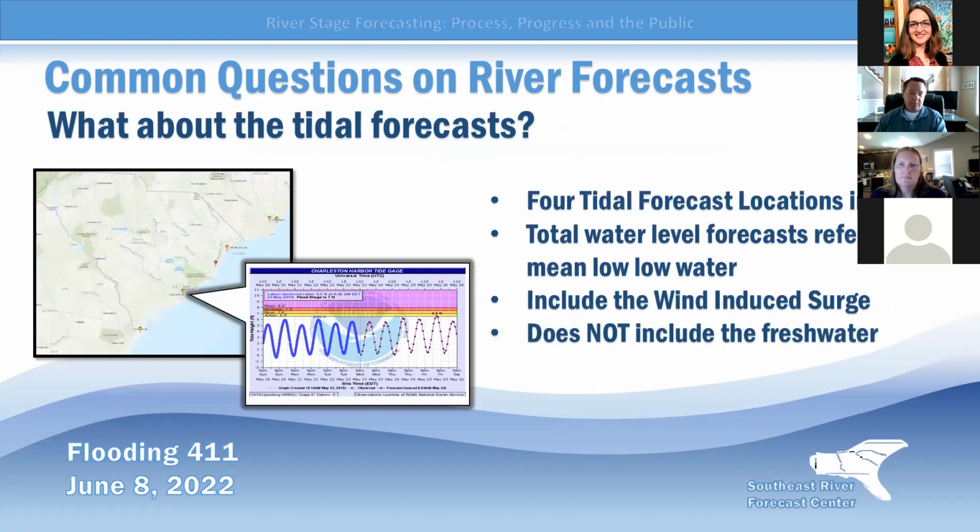Another question we get in South Carolina is, what about tidal forecasts? I think Brooke and Katie were talking about these earlier. We talked about the four we have in South Carolina. These use the tides and potential surge, but do not include a freshwater influence. These are best used not during tropical systems. If there's a tropical system or hurricane, it's best to use the surge information from the National Hurricane Center.